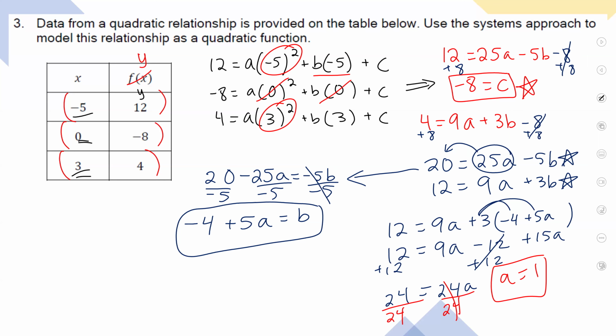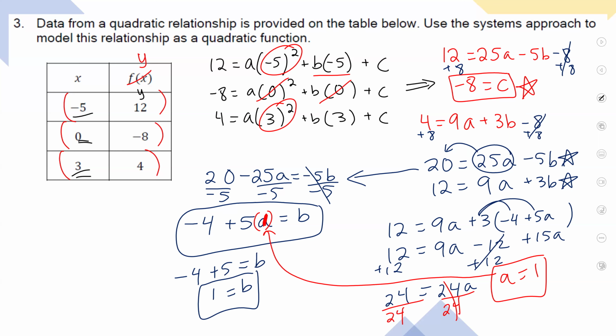We're going to plug this a value into here. Plug in a 1. So you will get negative 4 plus 5 equals b. So negative 4 plus 5 is 1. So b is also 1. So we found a, b, and c.